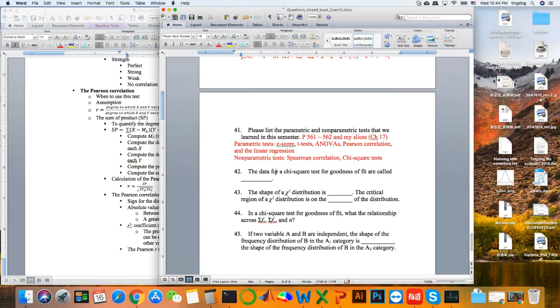The data for a chi-square test of goodness of fit is called, as we learned this Monday, observed frequency.